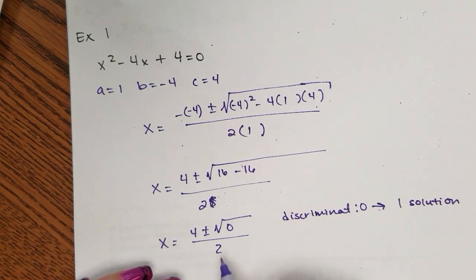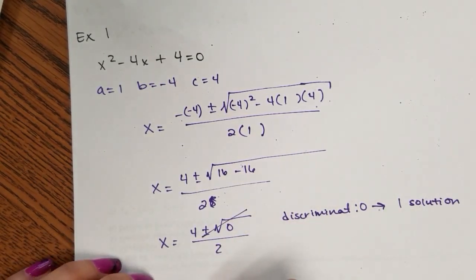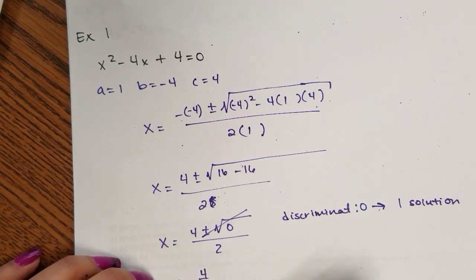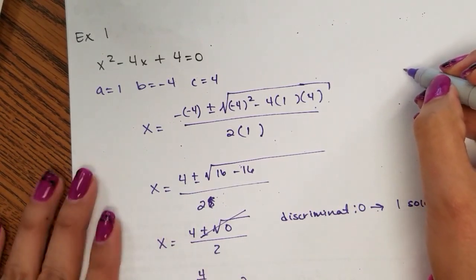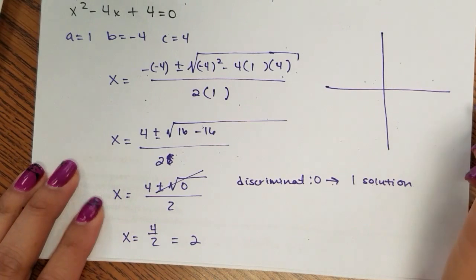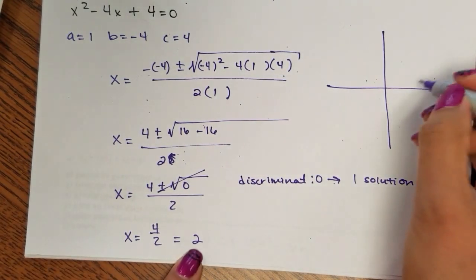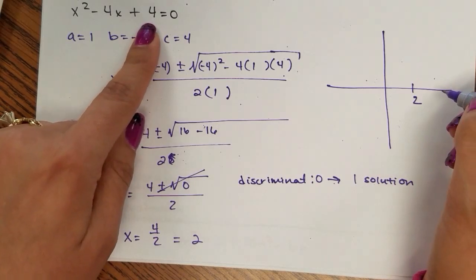Okay, so we know that the square root of 0 is 0, so all of that's going to cancel out, and we're just going to be left with x is equal to 4 over 2, which is just 2. So that's our root. So if we wanted to sketch a graph, we know that our vertex is going to be at 2, and that our y-intercept is at 4.